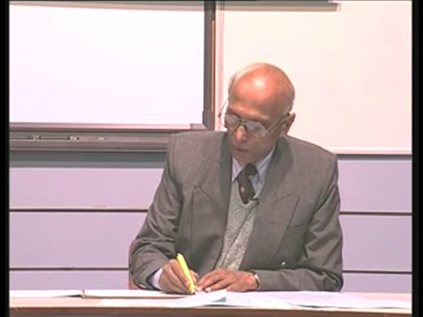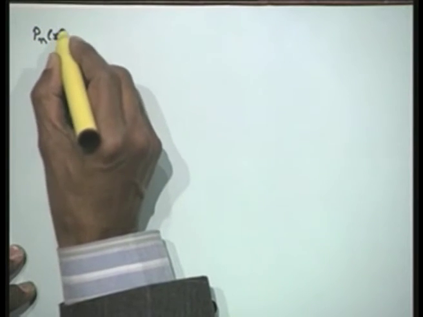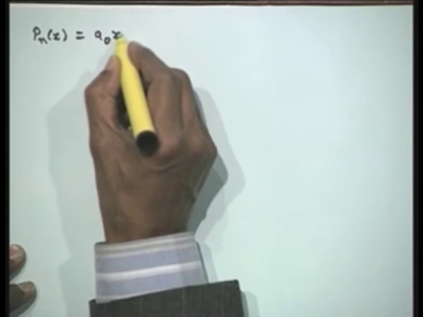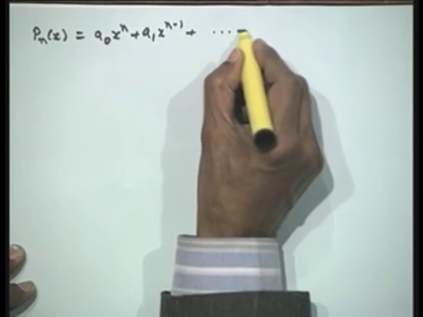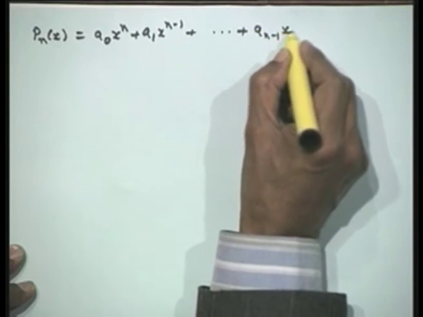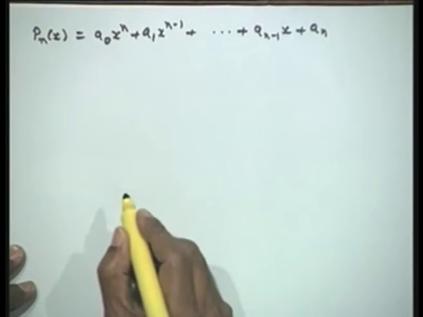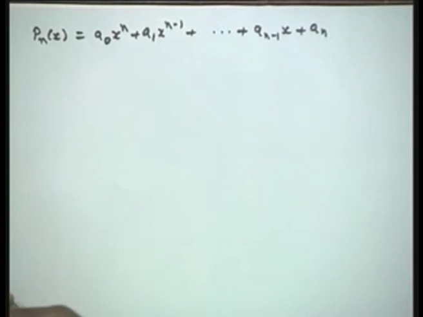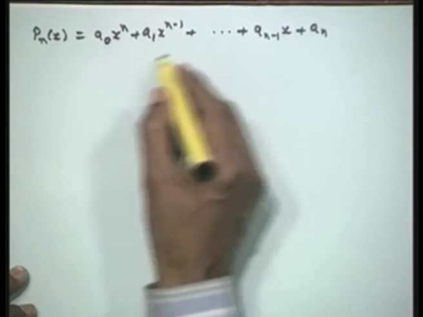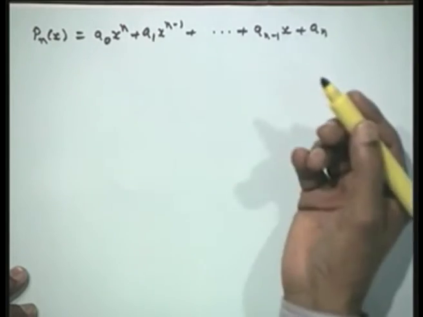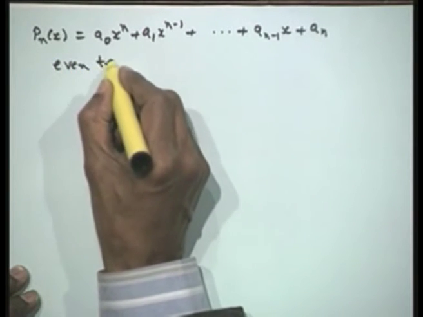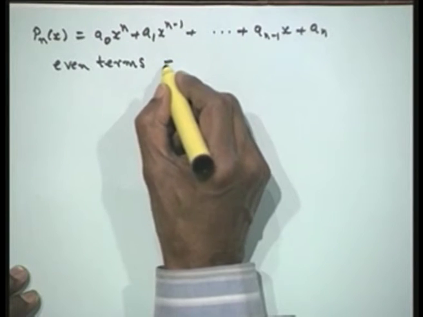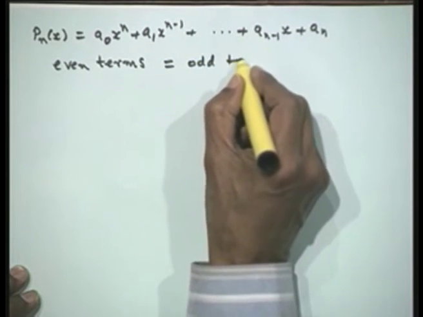So let us start with our polynomial Pn(x), that is a0 x to the power of n plus a1 x to the power of n minus 1 plus so on, a(n-1) x plus an. What I will do is take all the even terms to the left and odd terms to the right, or odd terms to the left and even terms to the right, one of the ways. So you will have the even terms on the left hand side and we keep odd terms on the right hand side.